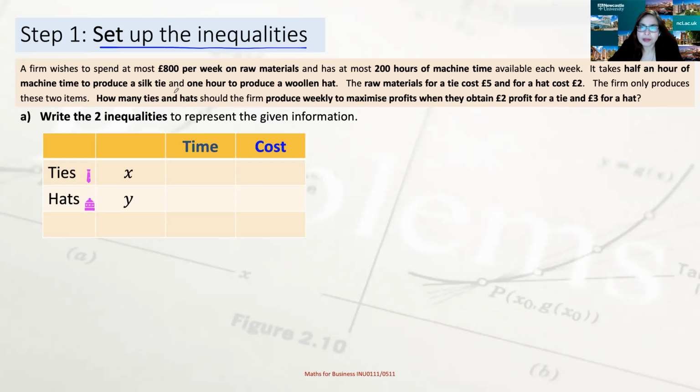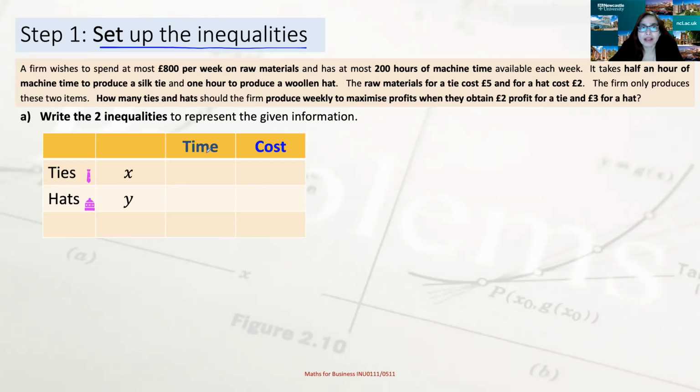The best way to do such problems when you have more than two categories, like we have here, time, cost, ties, hats, is to draw a two by two table, which will make it simple to understand and put the whole information into inequality form.